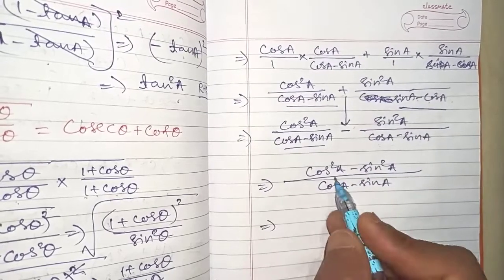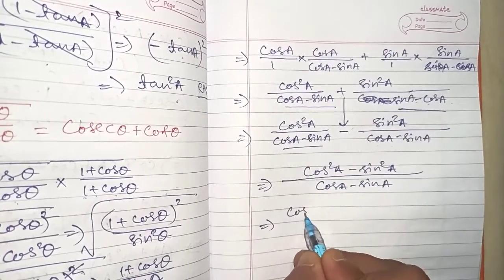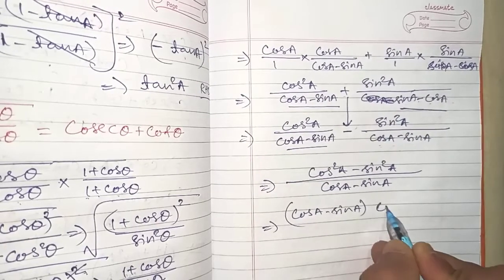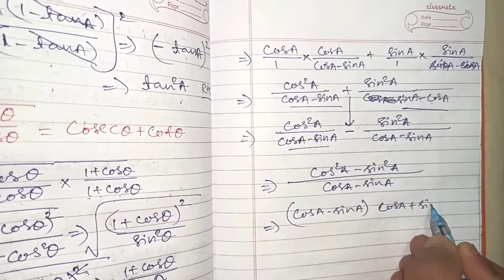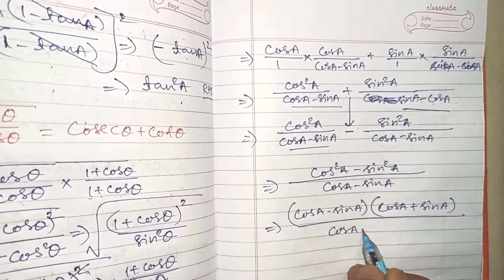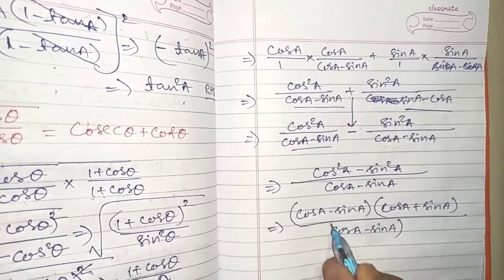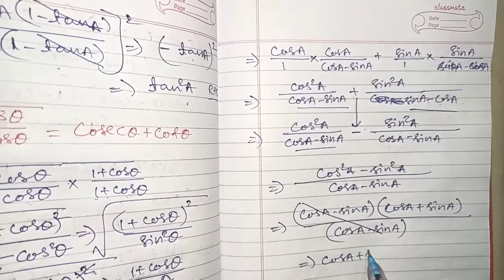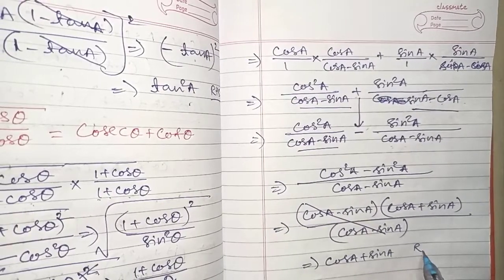So which formula will we use? A square minus b square: cos a minus sin a into cos a plus sin a, whole divided by cos a minus sin a. These two will be cancelled. We got cos a plus sin a. This is our RHS.